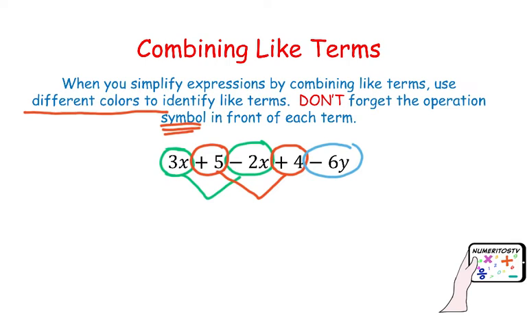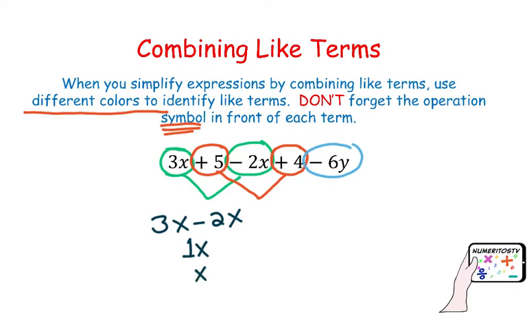So, I am going to combine the terms in green. So, I have 3x minus 2x. I'm combining these like terms. That will be 1x. Remember that you don't need to write that 1 in front of the x. You can just write x.